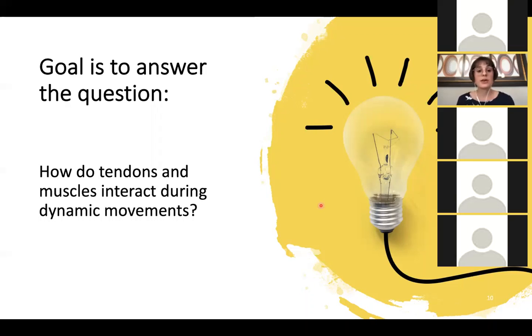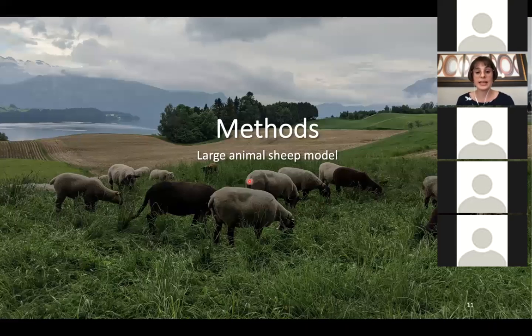So we will answer our question using a large animal sheep model. Here you can see some beautiful sheep in the mountains in Switzerland. This is actually where I biked along quite often. We're using these sheep because they are nice animals, they're easy to handle, but they are big enough for the technology that we want to use. Also, their muscles and their tendons look quite similar to those of humans, so they're quite representative.